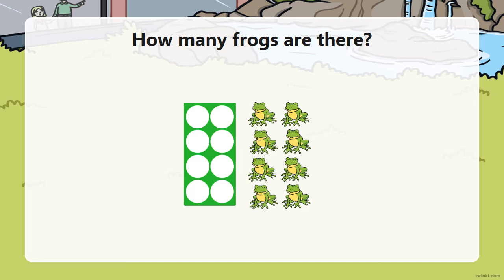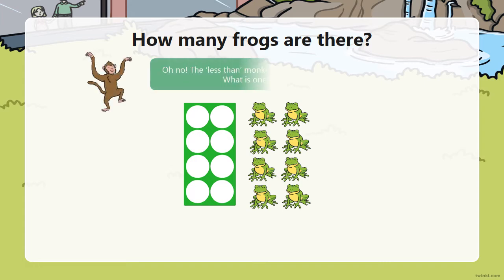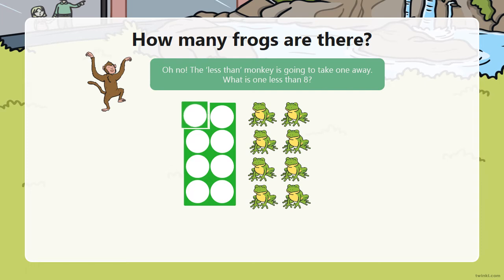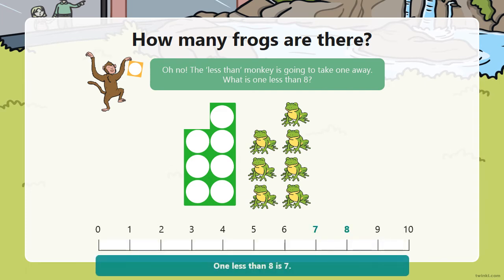How many frogs are there? Oh no! The less than monkey is going to take one away. What is 1 less than 8? Let's see if you're right. 1 less than 8 is 7.